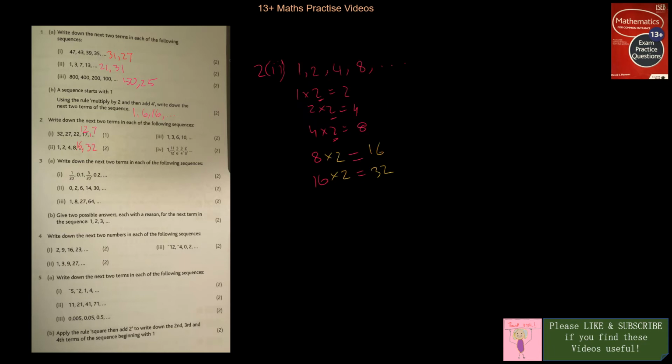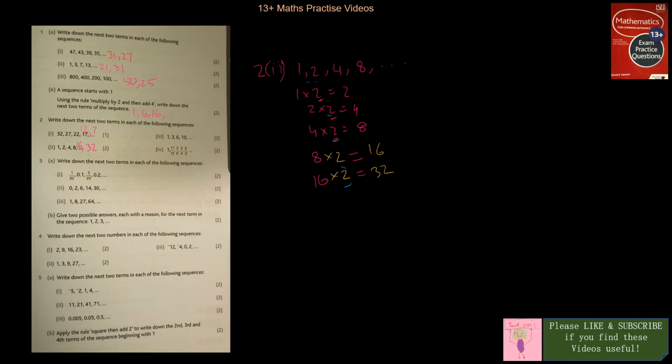The next one is 1, 2, 4, 8. If I keep doing this, 1 times 2 is 2, 2 times 2 is 4, 4 times 2 is 8, 8 times 2 is 16, and 16 times 2 is 32. The key thing is multiplying by 2. You can see this, it's doubling, isn't it? Twice 2 is 4, 4 times 2 is 8.